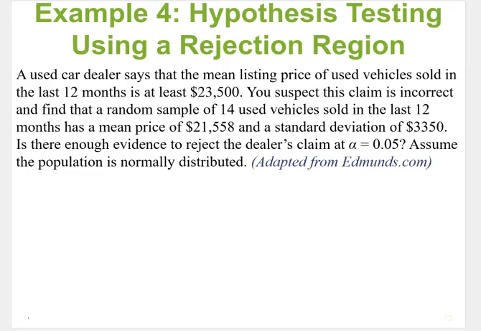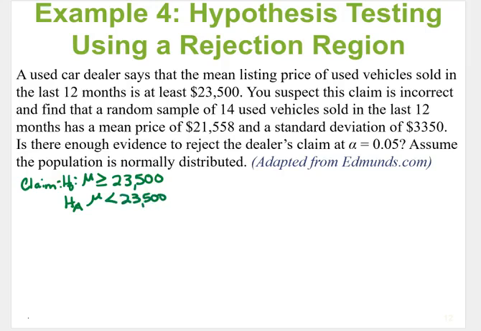All right, so a used car dealer says that the mean listing price of used vehicles sold in the last 12 months is at least... Okay, so here is their claim. They're claiming that the mean is at least, which means, be careful when you're doing the language, okay? At least means greater than or equal to, right? 23,500. That's the claim, and that's also going to be my null, right? Because it's got the equality in there. So that means my alternate is going to be that mu is less than 23,500.